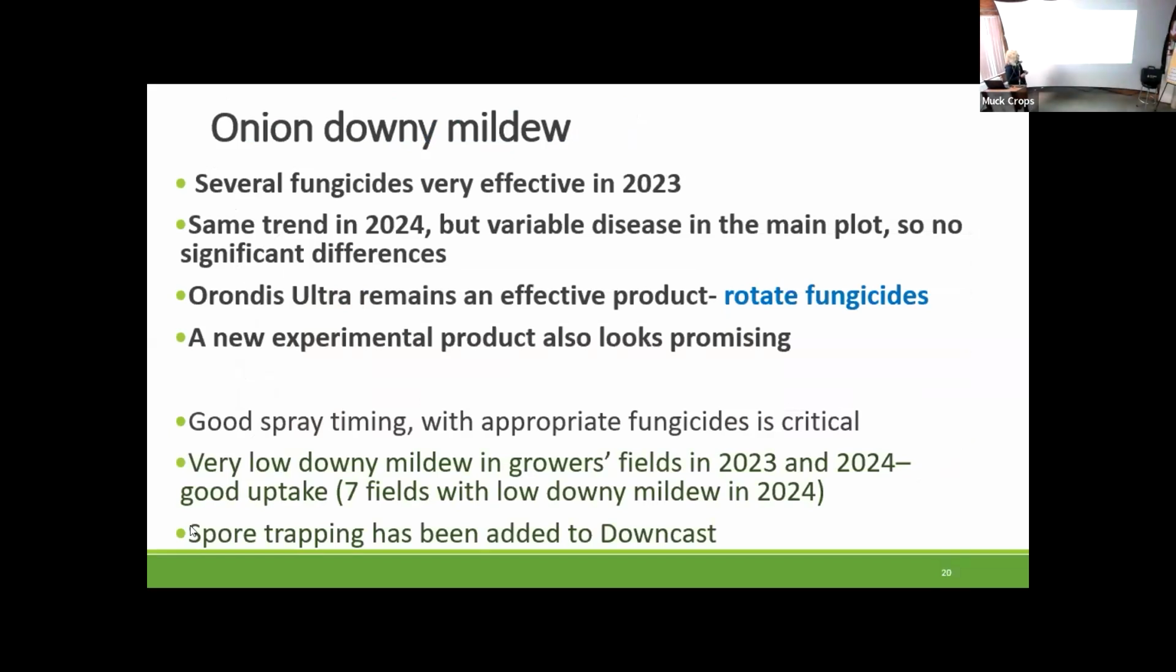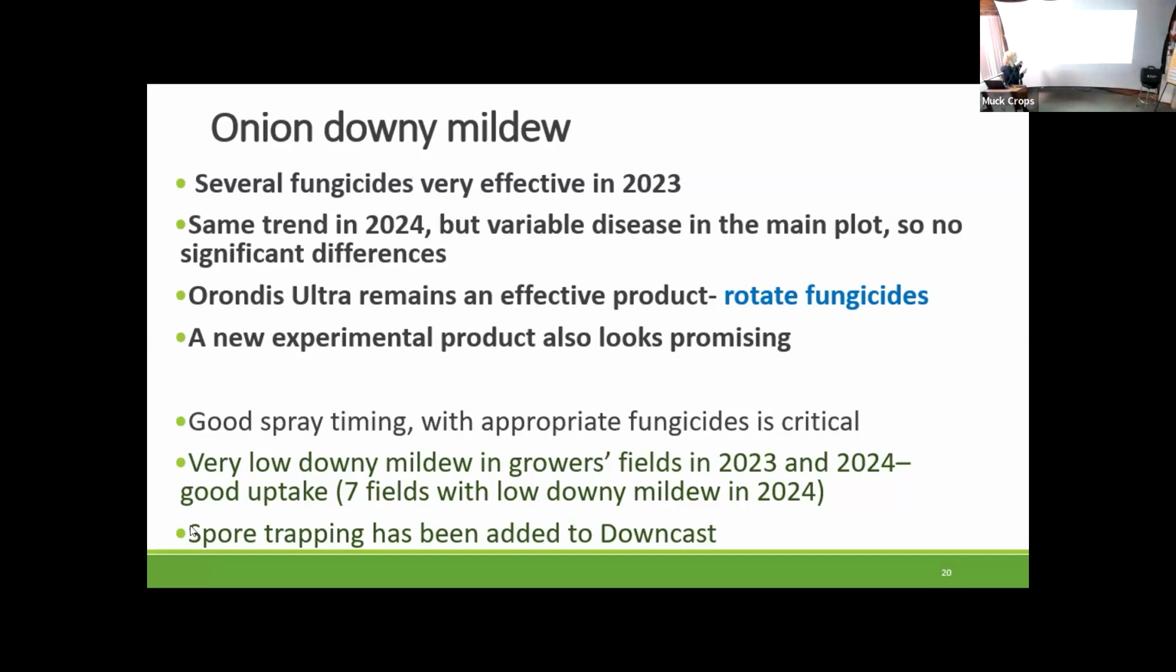So to summarize this, we had a good trial with high disease in 2023. We could really see how effective some of the fungicides were. Same trend in 2024. And just Orondis Ultra with Ridomil, very effective. As always, it's important to rotate the modes of action of fungicides. And it's always nice to see something new coming through the system that looks promising.